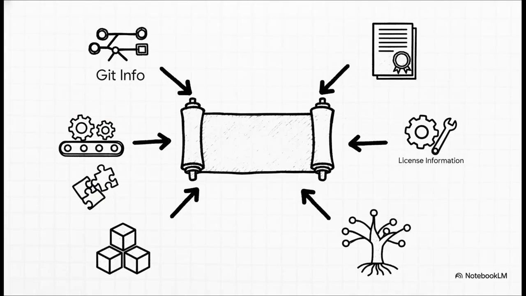So what kind of information are we actually talking about here? Well, it's everything. From the exact git commit and the branch it was built from, all the way to CI/CD build URLs, project modules, even container image details. And crucially, it gives you the full dependency tree, complete license information, and all the build properties and plugins you used. It is a complete, perfect snapshot.